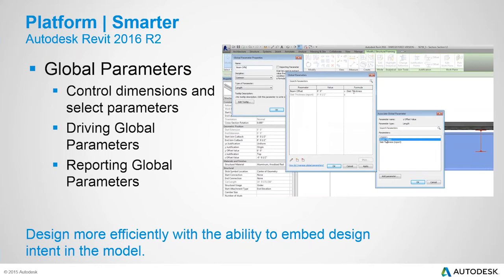With the global parameters, you'll be able to use equality dimensions to constrain any dimensions. You can use the global parameter to automate the positioning of one element based on the size of another element, for example. And global parameters also enable you to capture formulaic relationships directly inside the model. So now you can design a lot more efficiently with the ability to embed design intent in the model by bringing the parametric power of families live into the project environment. Global parameters, that'll be fun.